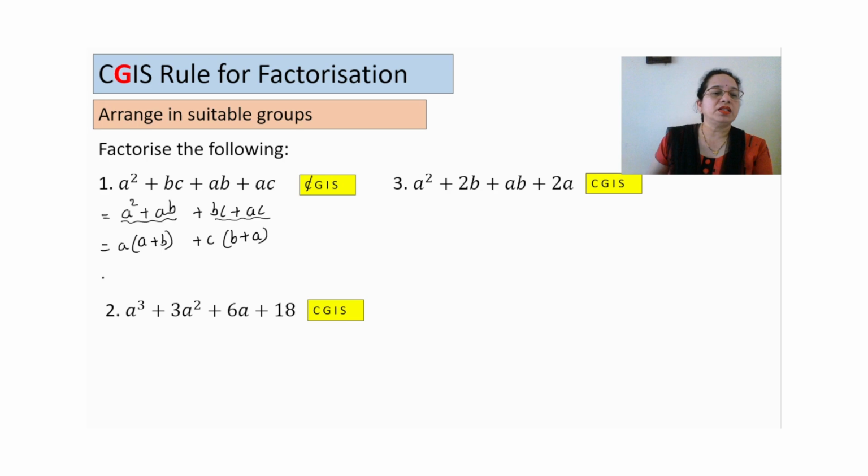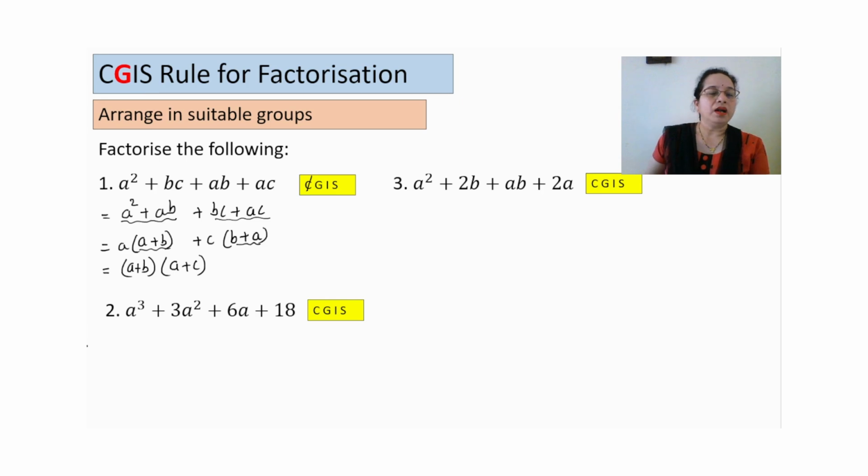So we can see the commutative property in addition, so the meaning is the same, and while writing, always write in alphabetical order. So A plus B, this is common and this is also common. What is left? A plus C. So this is the way we use this G in CGIS rule.